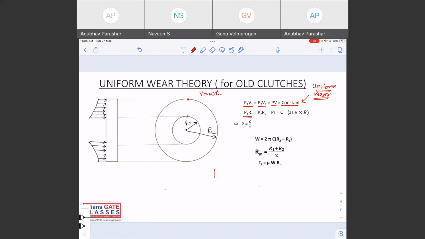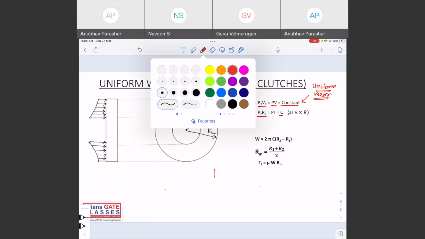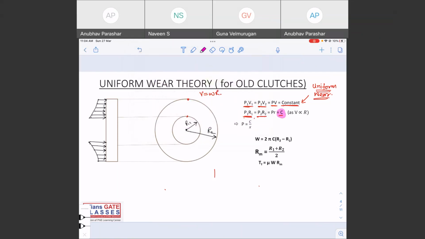So multiplication of pressure and radius, P1 into R1, pressure at inner radius multiplied by inner radius, and P2 R2, pressure at outer radius multiplied by the outer radius, is equal to C. Okay? The C is important because we are going to use it in the formula. So what is now the total load? This is the total load by the springs, actuating springs.